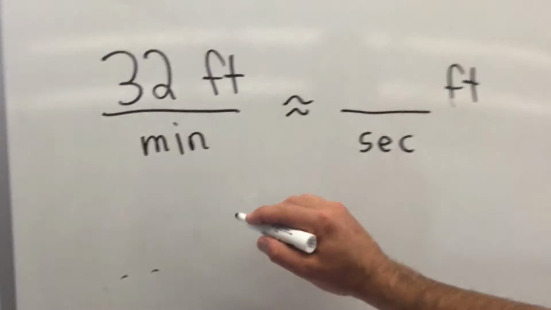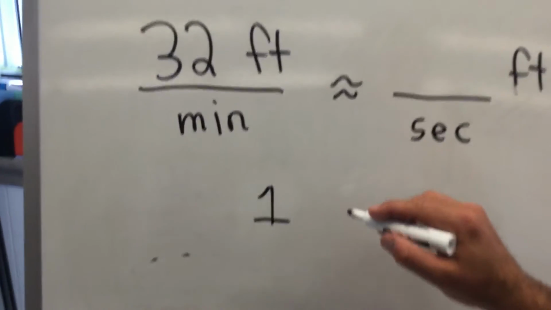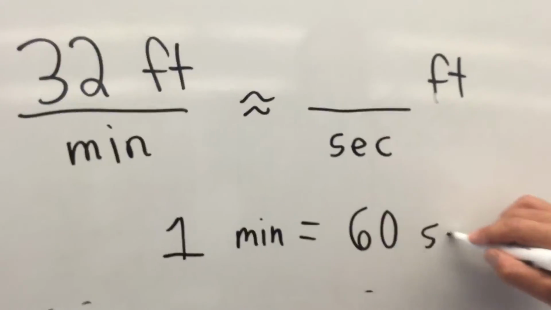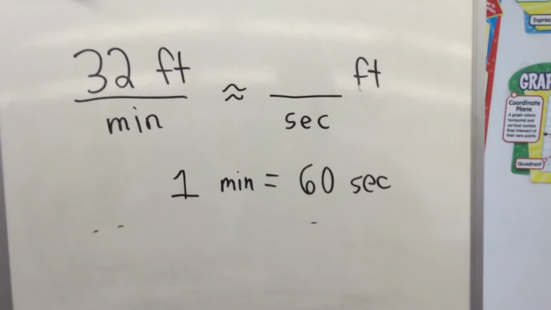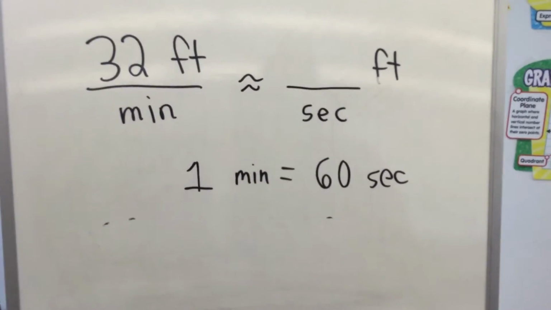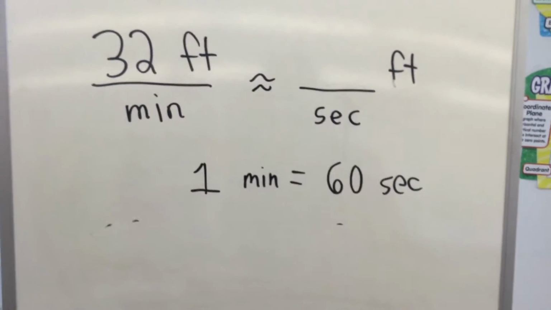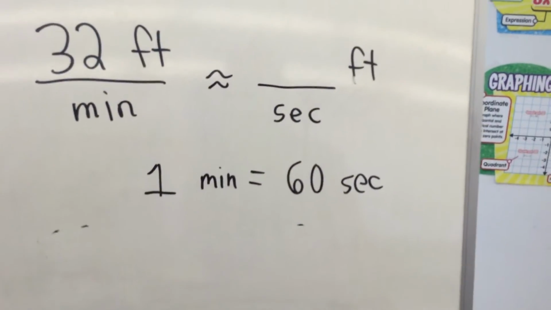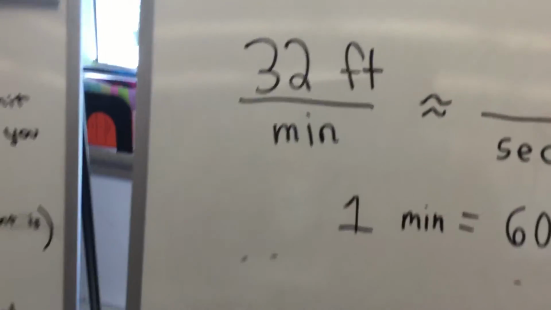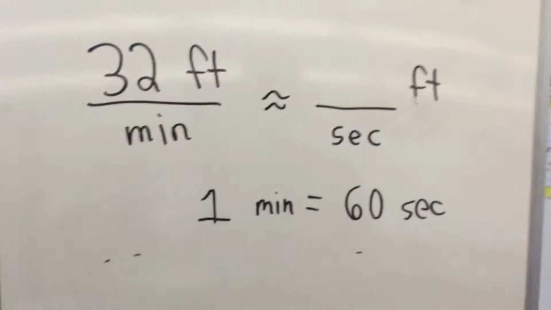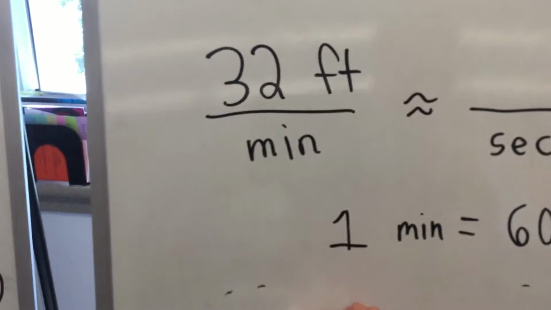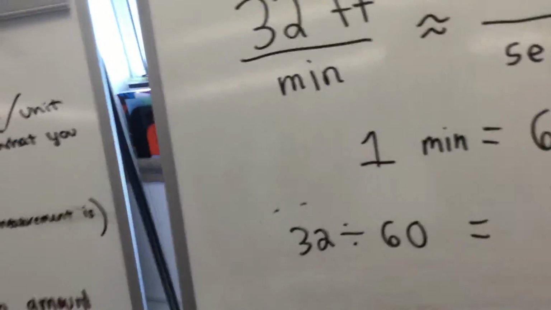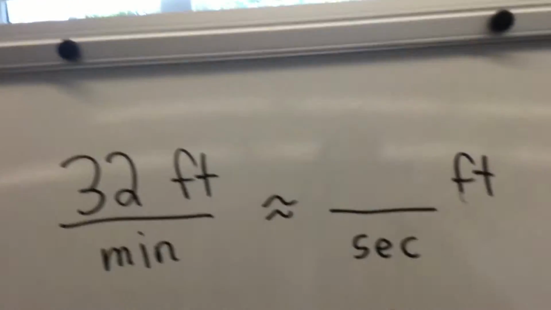My key factor, notice how I have to write this each time, is 1 minute equals 60 seconds. Meaning you need to write out the conversion factor you're using, okay? In this case, I know 32 feet in a minute. 1 minute is 60 seconds. So this number divided by 60 is going to give me the amount of feet per second. So 32, notice sometimes you divide, sometimes you multiply. You need to know which one's bigger and what kind of number you're going to get.